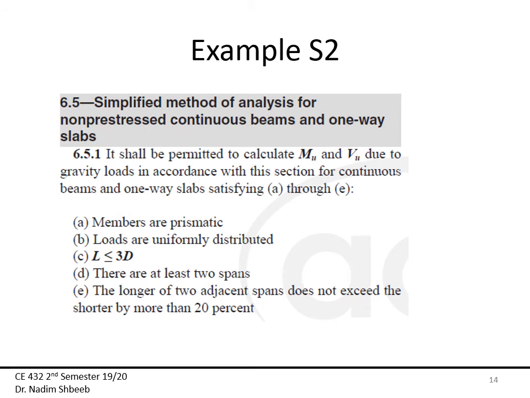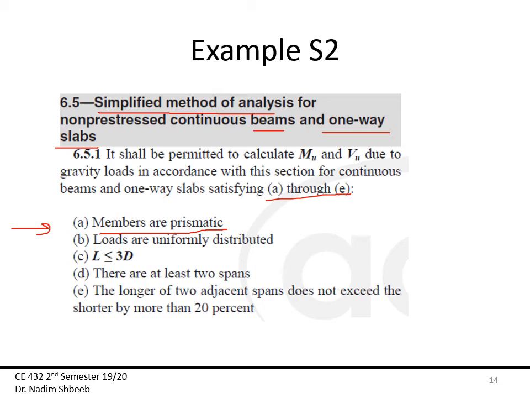The ACI coefficients are a simplified method for analysis for both beams and one-way slabs. The popularity is in the sense that I really don't need to do any, quote unquote, involved structural analysis. But the problem is we have some conditions for us to be able to use this, and these conditions are as follows. Number one, members are prismatic, which means that they have constant cross section all over. So there are no tapered sections. I cannot allow that. But again, 99% of our structures are prismatic.